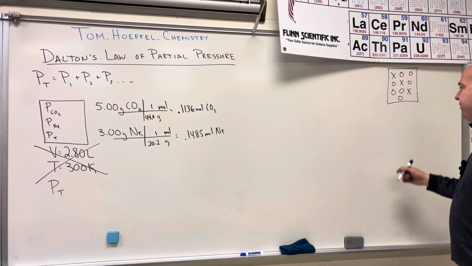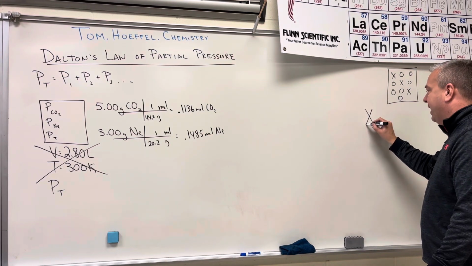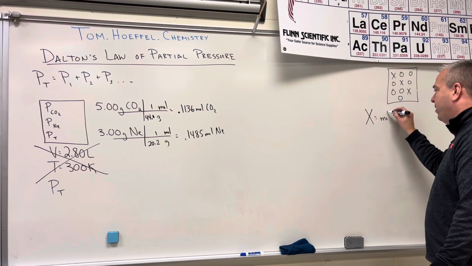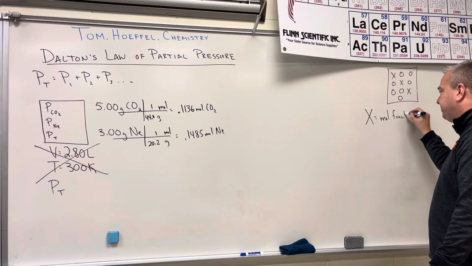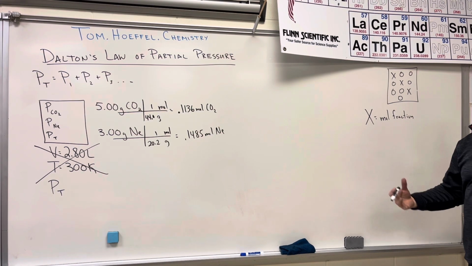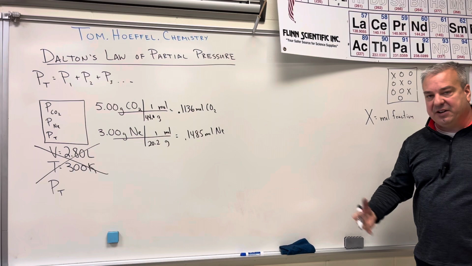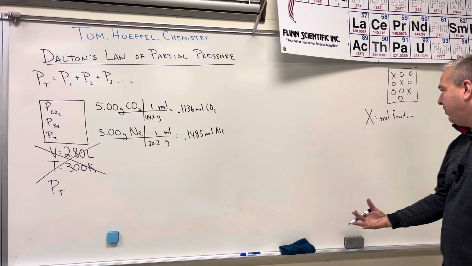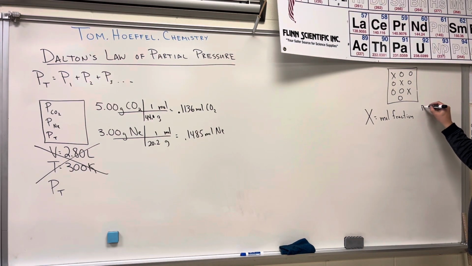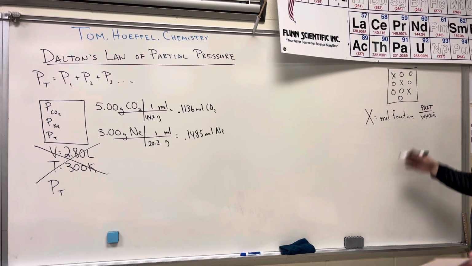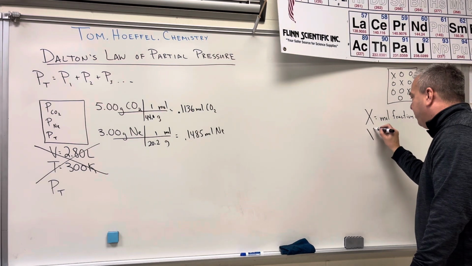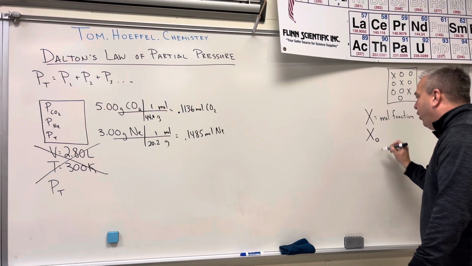Well, what we have is something that's called a mole fraction. And to get your mole fraction, just like any other type of fraction, it's going to be the part divided by the whole. So part divided by the whole is how we figure out fractions. And I want to figure out the mole fraction of O's, okay?